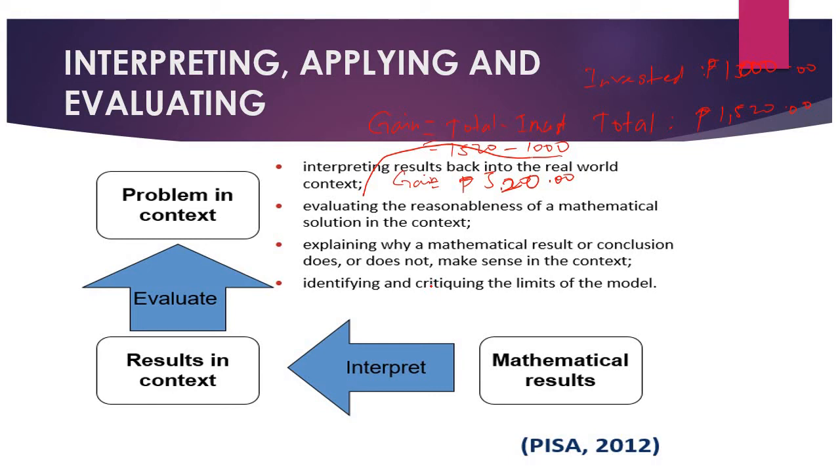So that's the problem. So balik muna tayo sa problem ha. The problem is ilang vaccines ang bibilhin ng government. So that is the problem. So you will make a mathematical problem out of that one. Pwede kang gumawa ng equation, and then later on you will solve it. You will now have the mathematical result. You will interpret it, and then you will have the result in context.